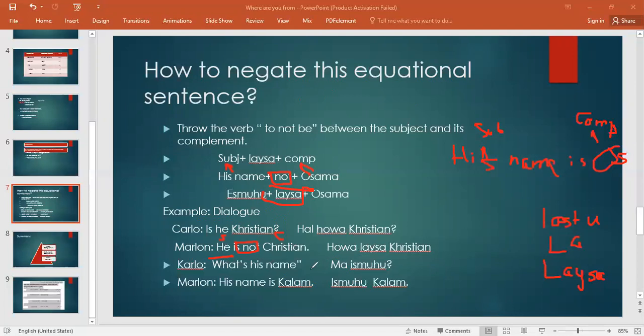Now Carlo wants to know what's his name. What's isma? Because we're asking about a thing. His name is اسمه. Marlon: اسمه كالم. Now we answered in a positive statement, which means his name is Kalem. It depends. If I'm using "his", it's hu. If I'm using "her", I'm talking about a girl, it's ha, like the vibration of a wave.